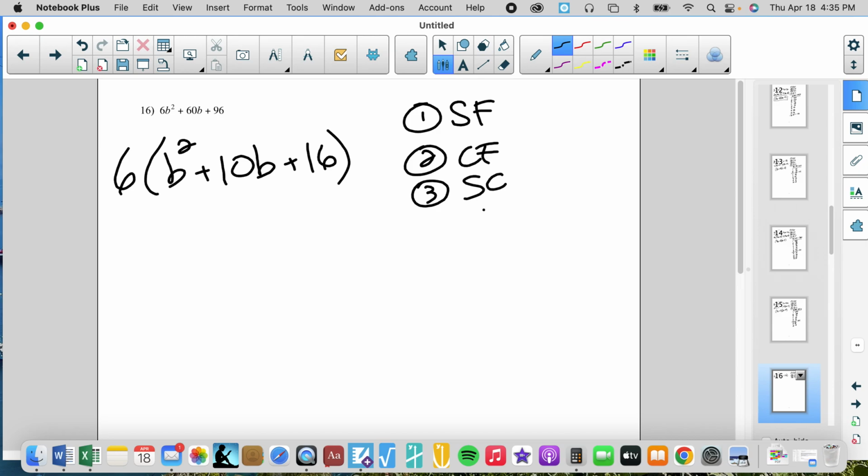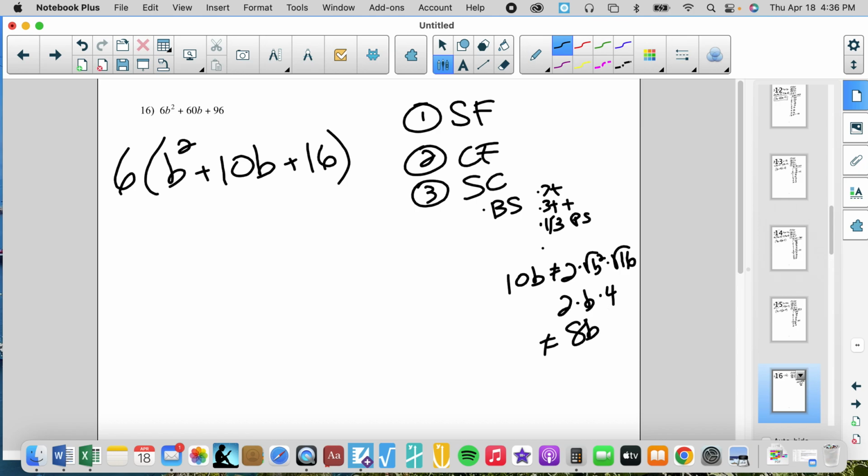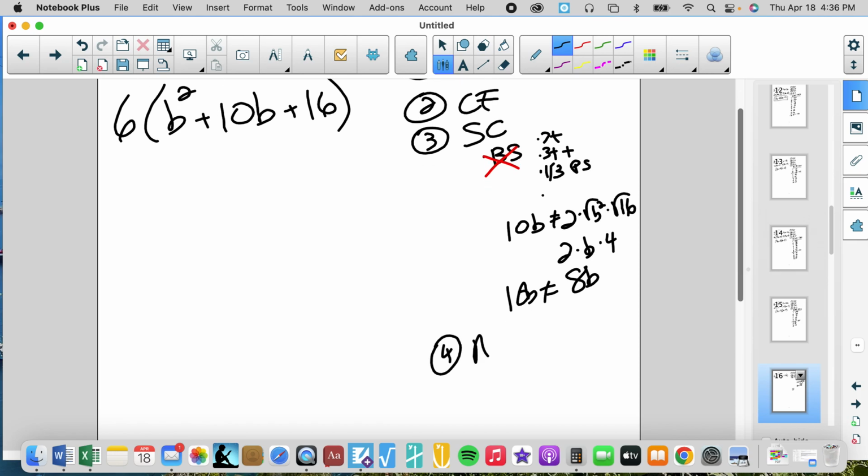Special case. Is this a binomial square? Oh, that's so close. 3 terms. Third term is positive. First and third are perfect squares, but unfortunately, the middle, 10b, does not equal 2 times the square root of the first times the square root of the second. That's 2 times b times 4, which is 8b, which does not equal 10b. So not a binomial square. So close. So we just go to a times c.